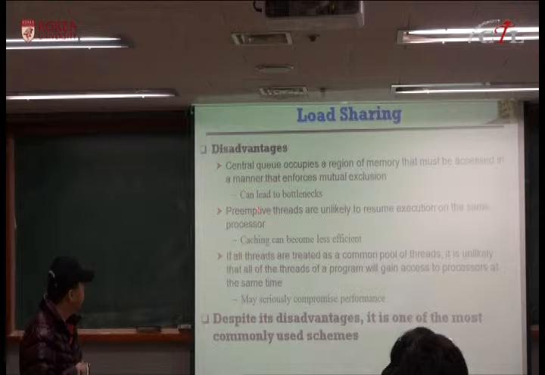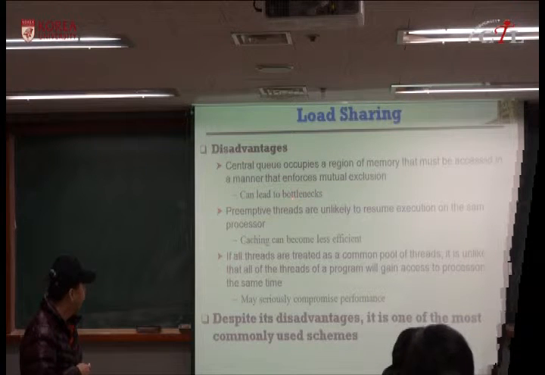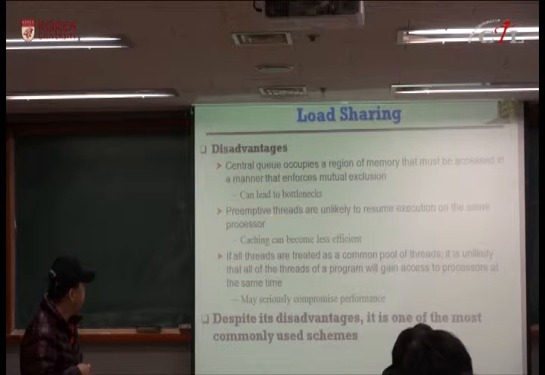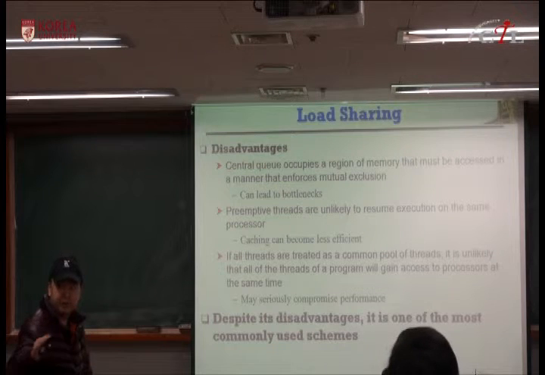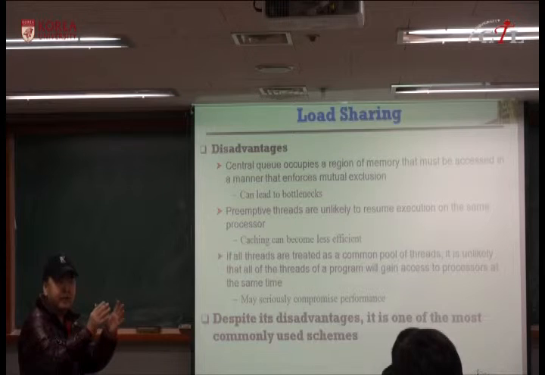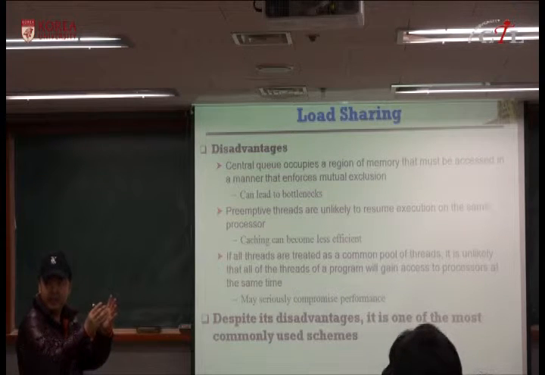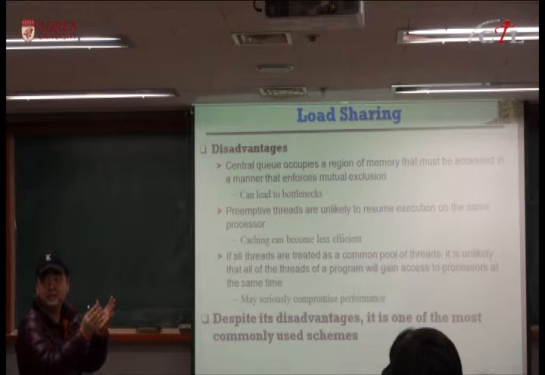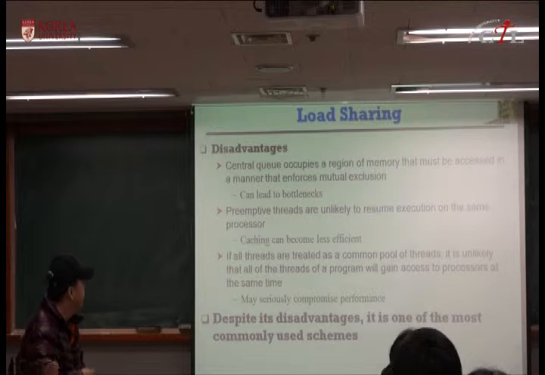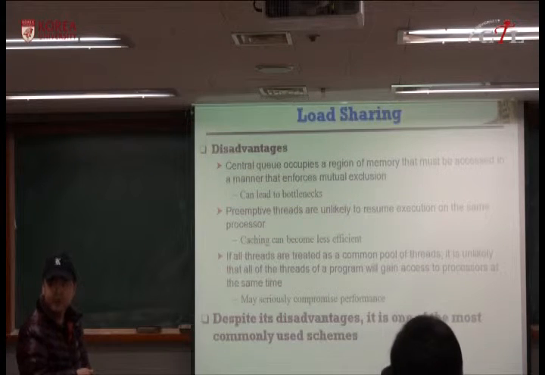The disadvantage is that the central queue occupies a region of memory that must be accessed in a manner that enforces mutual exclusion. Because there is only a single shared queue, this can become a bottleneck. And preempted threads are unlikely to resume execution on the same processor. So if you use load sharing, whenever a thread is blocked, it goes back to the queue and can be assigned to a different processor, which means the thread's cached context in the previous processor cannot be utilized. So caching becomes less efficient than in other cases.